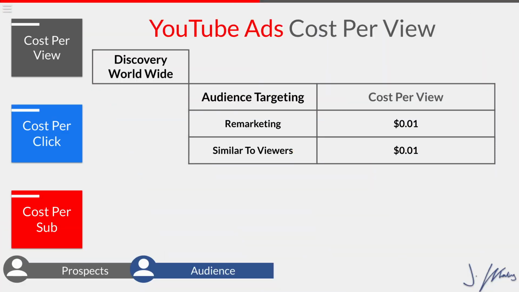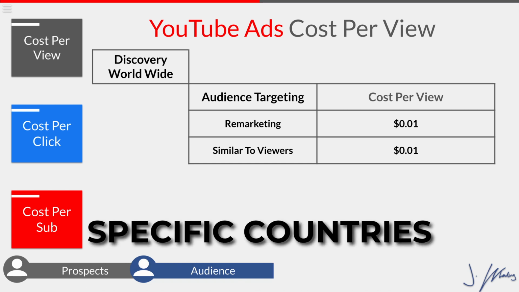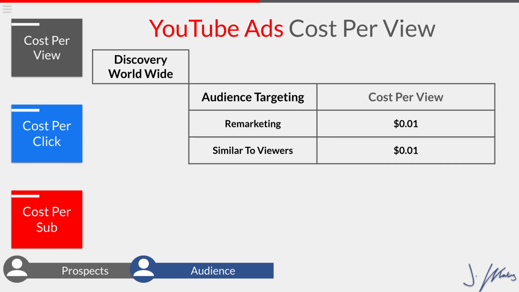Now, when it comes to 1 or 2 cent views, I'm talking 4 to 7 cent views, of course, targeting specific types of countries. If you go worldwide and just target anyone under the sun, when it comes to your remarketing and your similar audiences, you will be able to get 1 cent views, as you can see with this second chart. Now, when it comes to the specific countries that are going to give you the 1 cent and 2 cent views, you're going to have to test that for yourself.